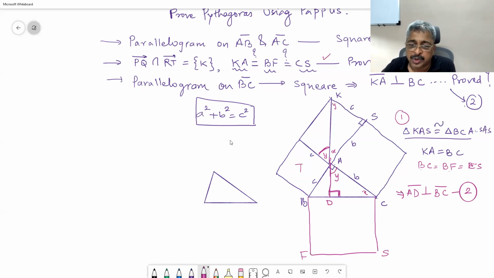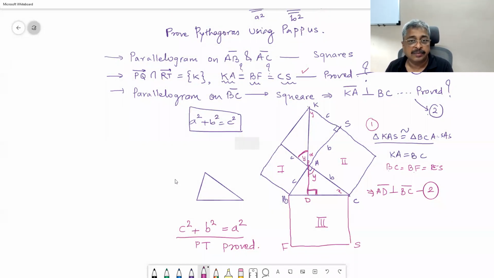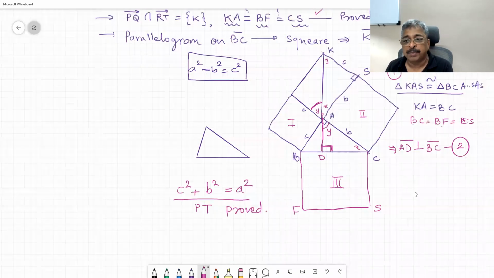Therefore area of square number 1, which is C square, plus area of square number 2, which is B square, must be equal to area of square number 3, which is A square. Pythagoras theorem proof. I don't know which number proof you are studying. At least 8-10 proofs you must have done in 8th standard. I don't know, but keep counting.